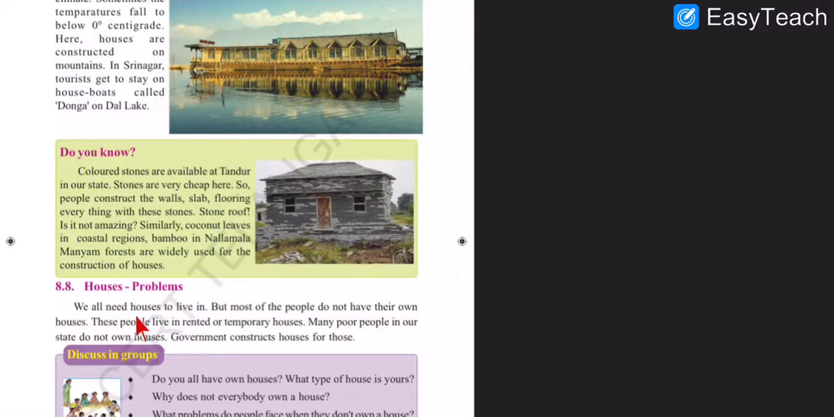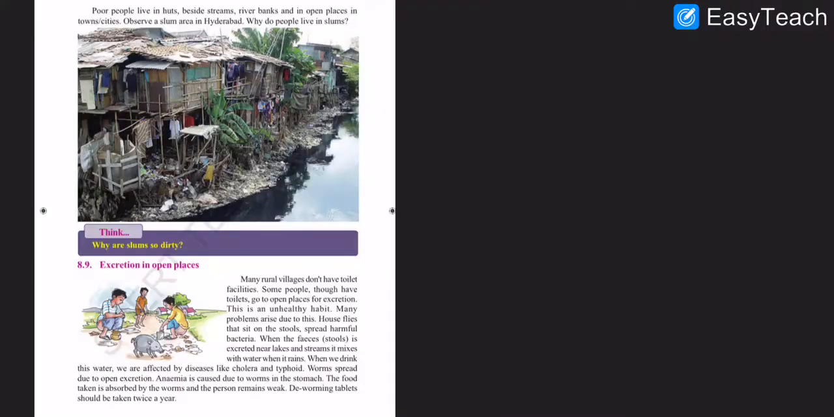Houses problems. We all need houses to live in, but most of the people do not have their own houses. These people live in rented or temporary houses. Many poor people in our state do not own houses. Government constructs houses for those. Poor people live in huts beside streams, river banks and in open places in towns and cities. Observe the picture given in your textbook.